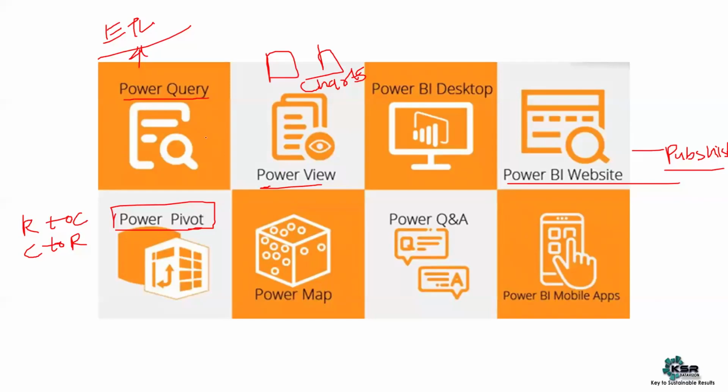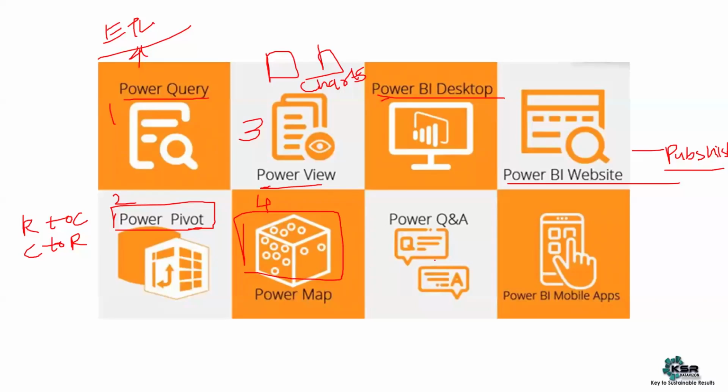Now coming down, these three components are much more important. If you compare Power BI Desktop, this is component one, this is component two, this is component three. There is a component called Power Map. Now, what do you mean by Power Map? Power Map is nothing but a map visualization. That's it. If you're using a map visualization, it is separately called Power Map.